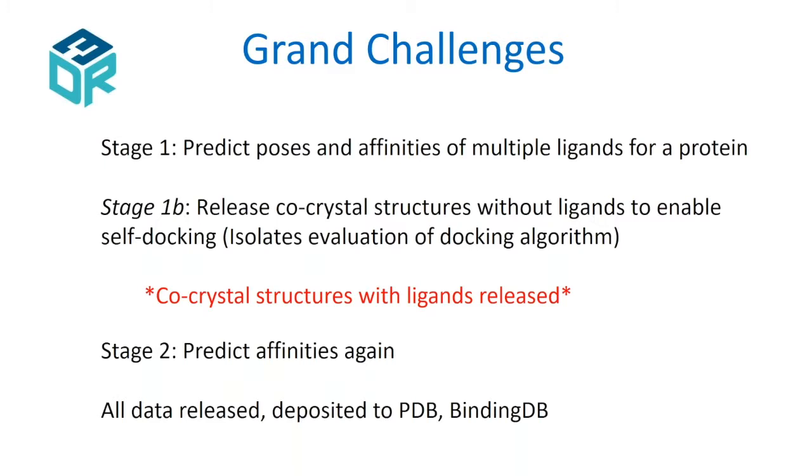And that's where we release the co-crystal structures without the ligands to enable self-docking as a separate challenge. This allows us to really isolate the evaluation of the docking algorithm, because the participants are supposed to use the exact protein structure that the ligand was crystallized with. At that point, we then release the co-crystal structures with the ligands, and we have a second stage where people can predict the affinities again, knowing more structural information.